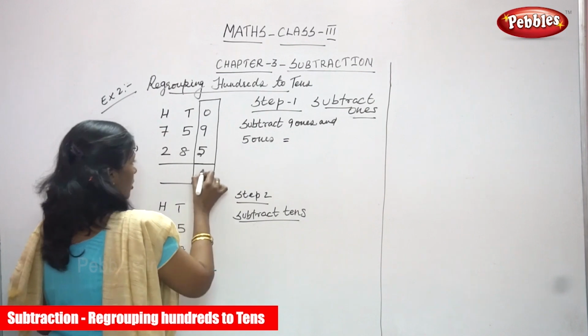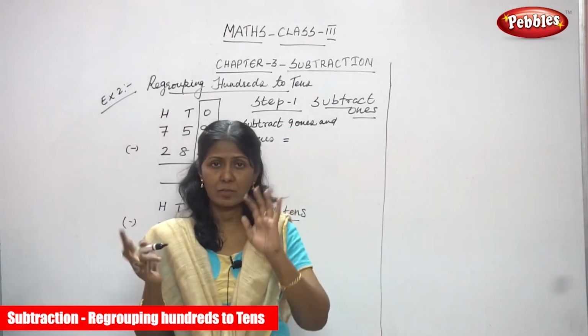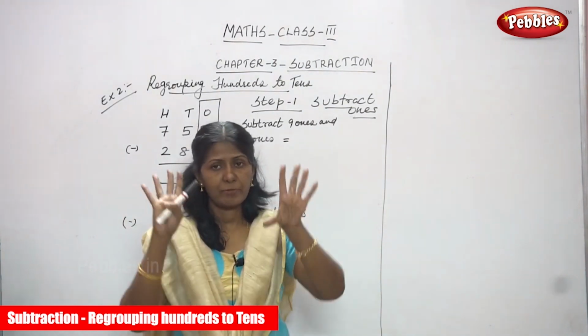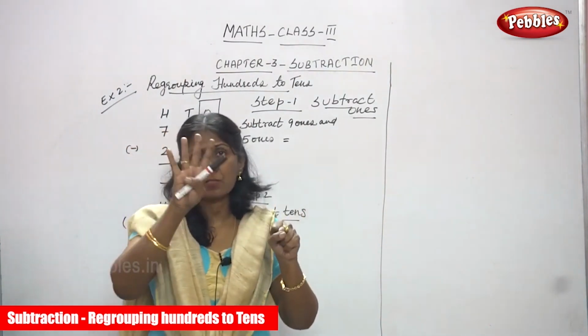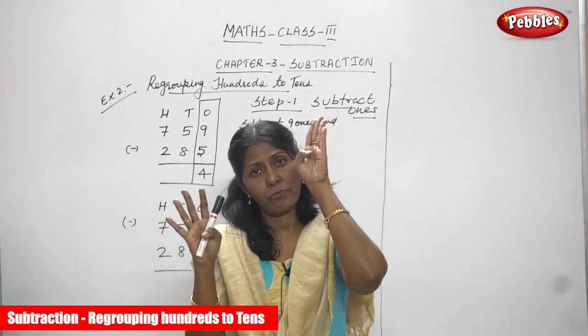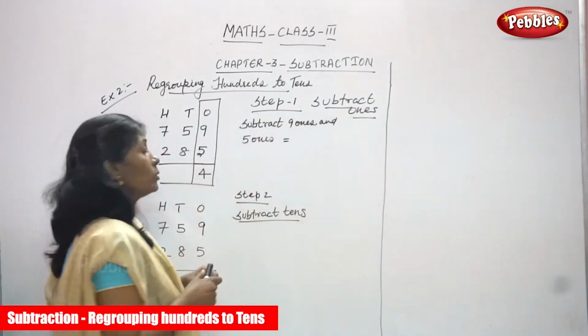That is 4. Otherwise you can do it with fingers: show 9 fingers. You have to fold 5 fingers. What are the remaining numbers? 4. Again I'll tell you, show 9 fingers, fold 5 fingers. The remaining fingers, how many? 4 fingers. You can do this also.